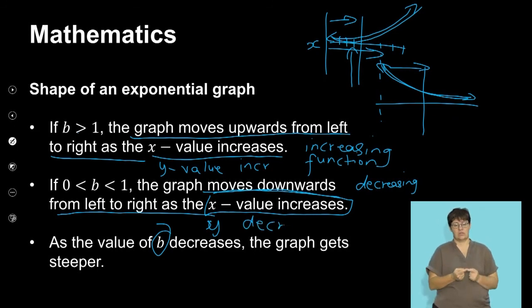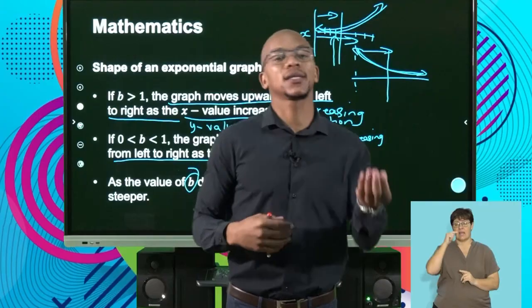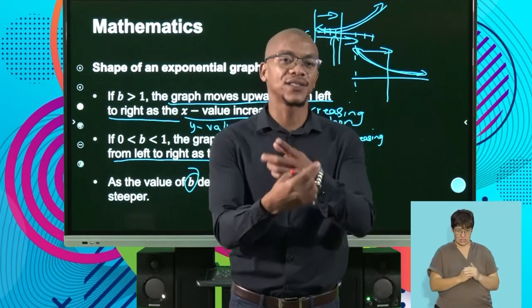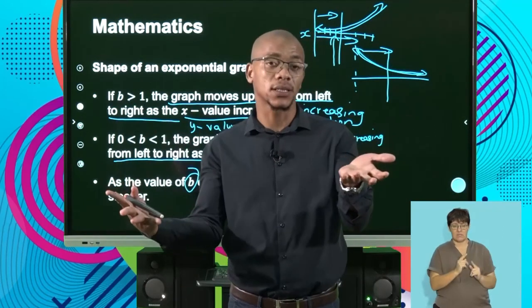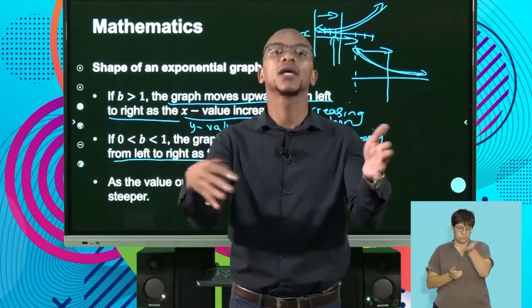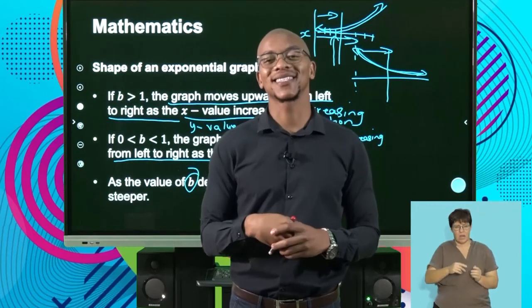So how do you judge that the graph is increasing or decreasing? You look at the y value. If the y value is increasing as the x increases, then it's an increasing function. Vice versa, if the y value is decreasing, with x always increasing because you are always moving from left to right, that will be a decreasing function.